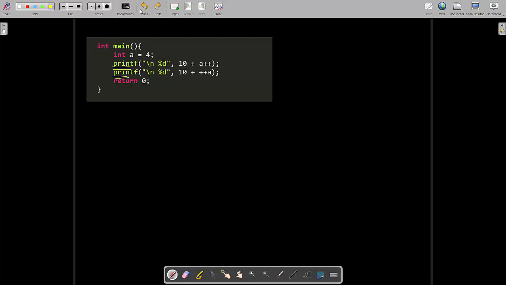So now let us find out what will be the value of it. To solve this, we will have to first find out the value of this particular expression. So if I just write over here 10 plus a plus plus. Now if you look at this, this is post increment, so this will be 10 plus, a will remain as it is, that is 4, and this will result in a value of 14, and after the expression a will become 5.